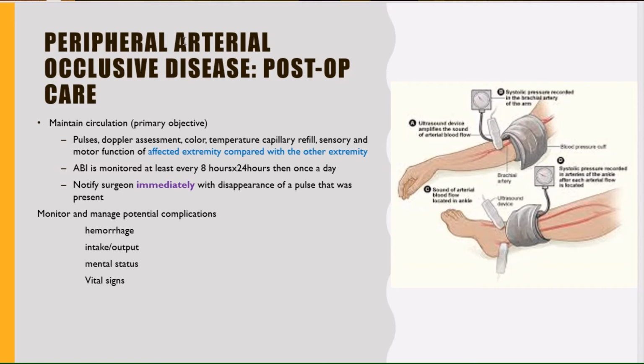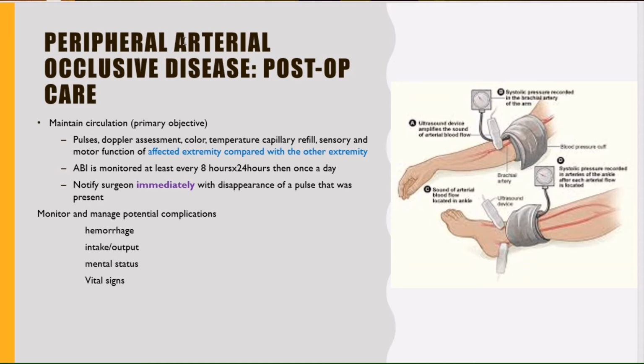So checking the pulses, use the Doppler. Most of the time you may have to really use the Doppler to assess the pulse. Check the color, the temperature, the capillary refill, sensory and motor function of the affected extremity compared with the other extremity. Always remember that when you do this assessment, compare with the unaffected or the other extremity. ABI is monitored at least every 8 hours for the first 24 hours, then once a day. That is very important. And notify the surgeon immediately with the disappearance of a pulse that was present.